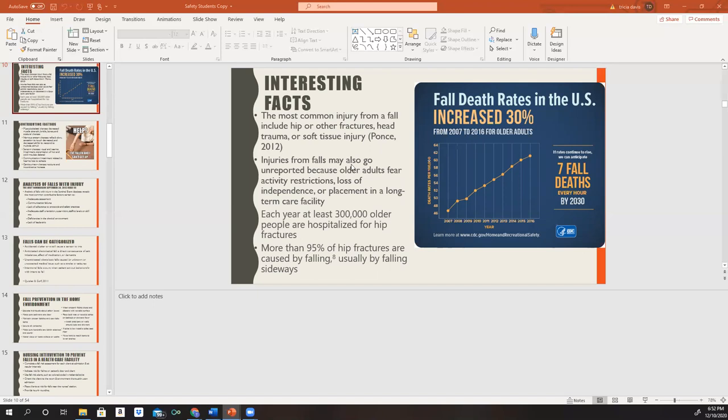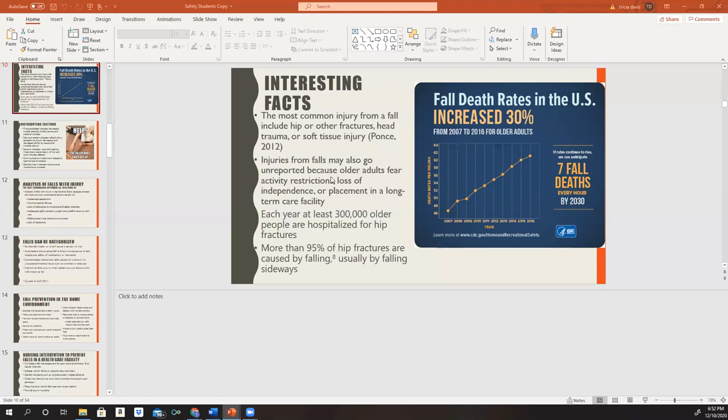Injuries from falls may also go unreported because older adults fear activity restrictions. That is so true. I've taken care of so many patients who live alone, or live at home with their wife or husband and maybe they're the primary caregiver, and they don't want to go to long-term care. They don't want to leave their house. They want to always be able to stay home. So they don't report falls because they don't want anyone to put them in a long-term care facility or tell them they can't go home, or that they have to go to rehab to get stronger. So they don't tell what happens.